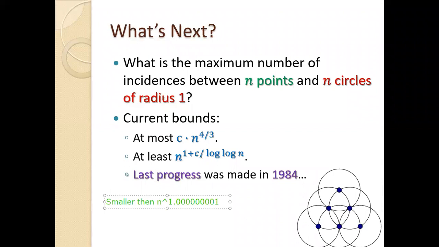many top mathematicians in the world thought about it for decades. The last progress was made in 1984. Very difficult problem. So very silly, very easy to understand, right? n points and circles of radius 1, what's the maximum number of incidences you can have? Doesn't take too much to understand what it's talking about. Extremely difficult. Like the person who solves it will get a lot of awards, etc. Okay, so that was the end of the part where I talk about technical stuff.